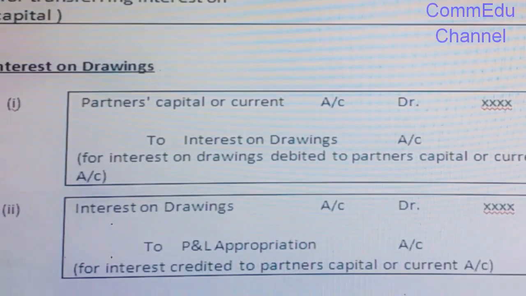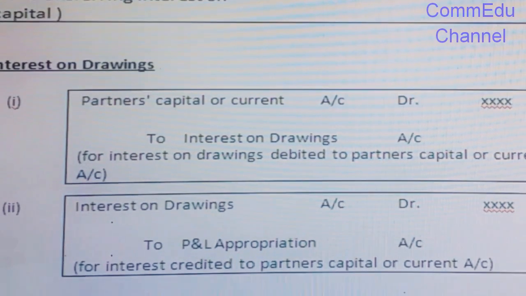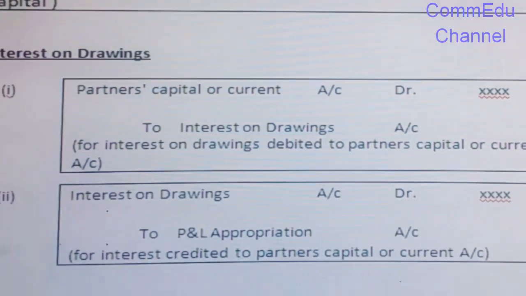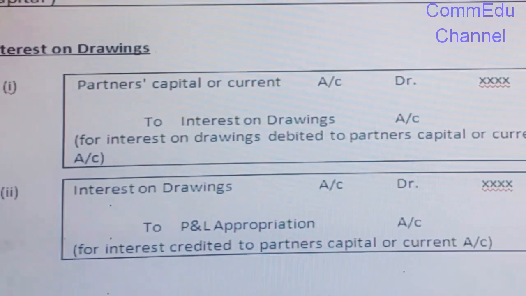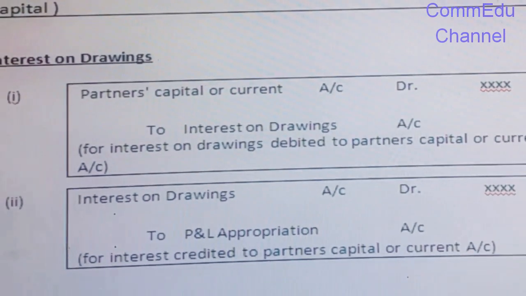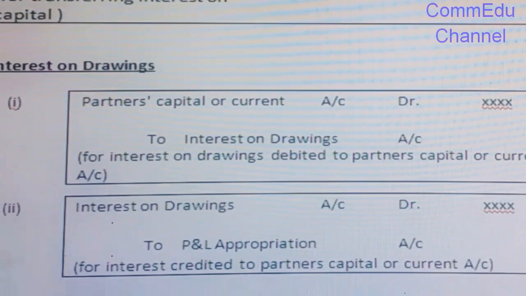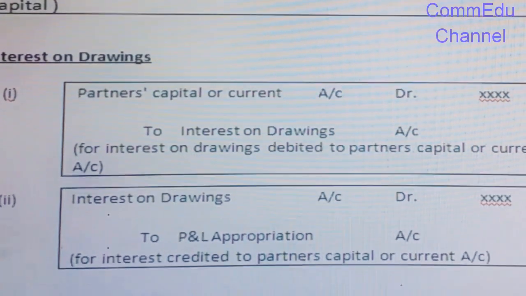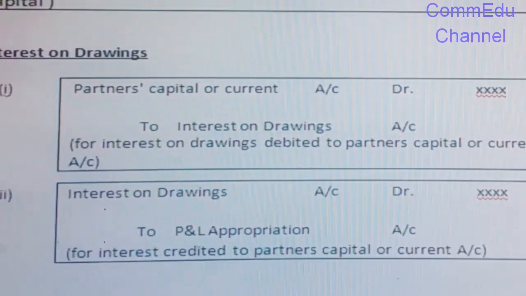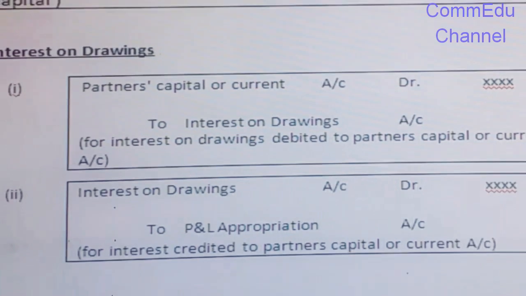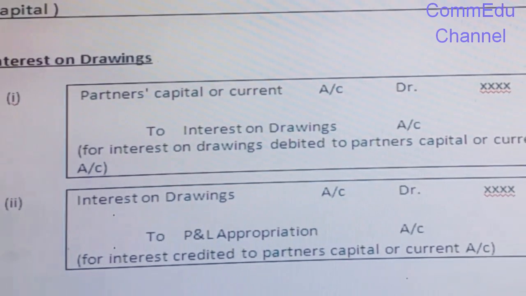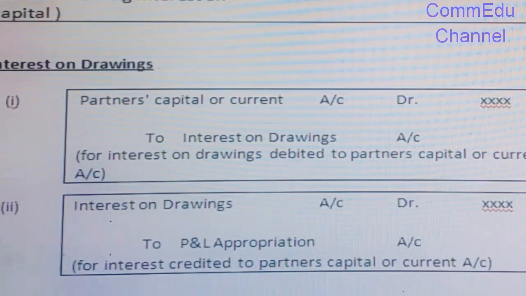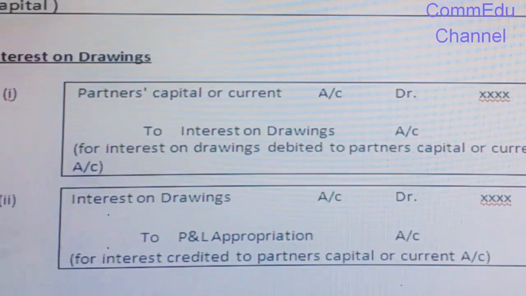The next adjustment related to partners capital account is interest on drawings. In the absence of an agreement, no interest can be charged on drawings by the partners. But it is usual to charge interest on drawings where interest on capital is allowed. For that, the journal entry for interest on drawings will be partners capital or current account debit to interest on drawings account.